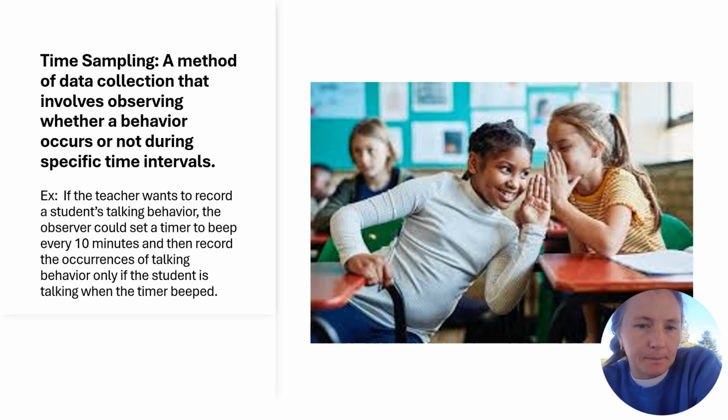This last one is time sampling. This is a method of data collection that involves observing whether a behavior occurs or not during specific time intervals. An example of this is if the teacher wants to record a student's talking behavior, the observer could set a timer to beep every 10 minutes and then record the occurrence of talking behavior only if the student is talking when the timer beeped. Time sampling is often used when continuous observation isn't practical or is resource intensive, such as when assessing a student's on-task behavior. Time sampling can be useful when traditional data collection methods, like frequency and duration, don't provide enough information.